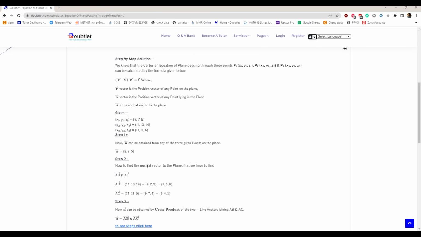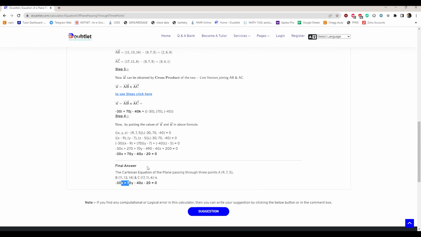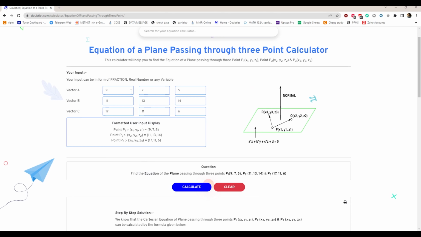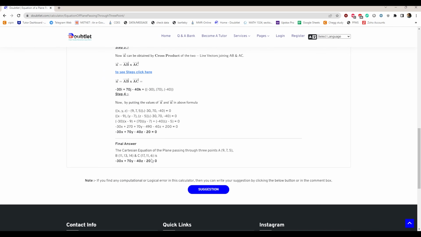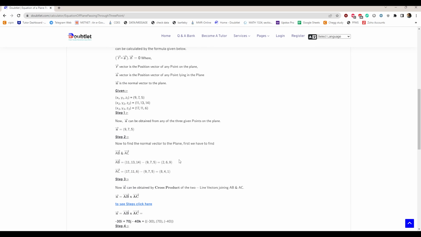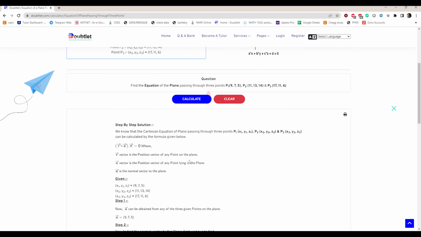So this is the step-by-step solution displayed by this calculator, and you can input various types of values in these input boxes, and you can get your answer checked instantly. And this is a free calculator, and there is no AdSense displayed on it either. So I hope you would love this calculator.